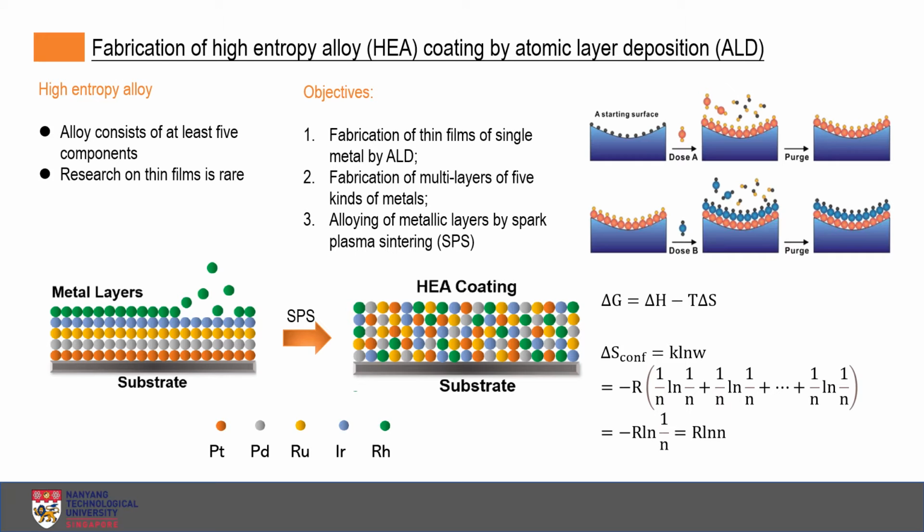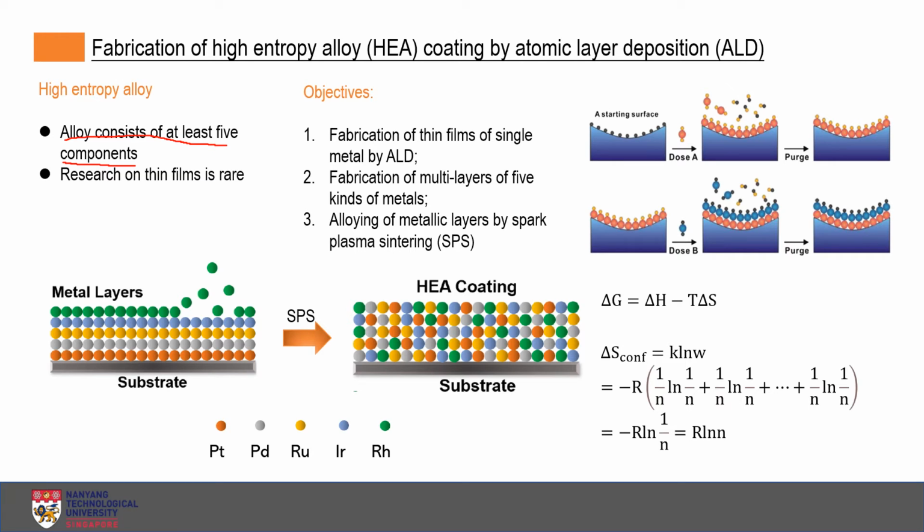Why do we need palladium thin films? My project focuses on fabrication of high entropy alloying coating by ALD. High entropy alloying is the alloying consists of at least 5 different kinds of metals. And even though bulk high entropy alloying has been widely investigated, the research on thin film is rare. So our group is trying to fabricate high entropy alloying coating by ALD method.